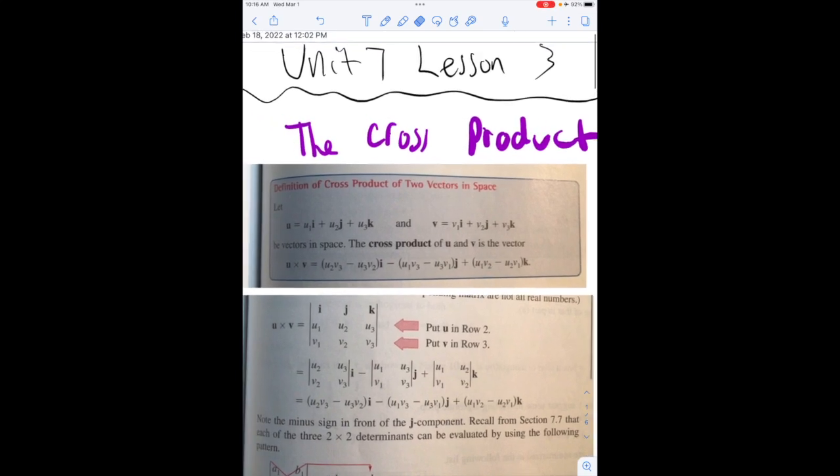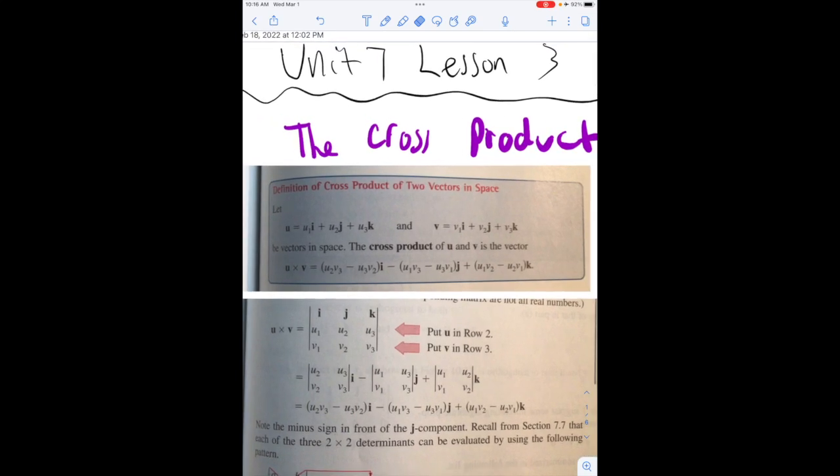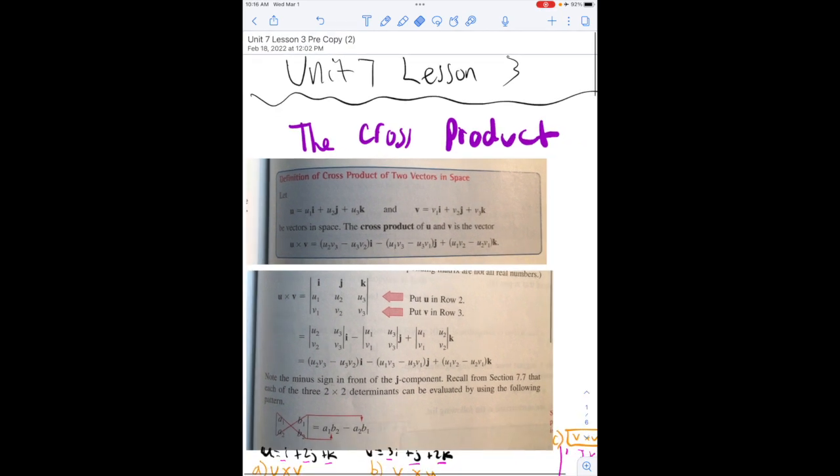Okay, we are going to get into lesson 3, and this is all about the cross product. This can have lots of applications in physics, engineering, and geometry, where you're trying to find a vector in space that's orthogonal to two given vectors. Basically, you're trying to figure out how to meet this point in space at a 90-degree angle.